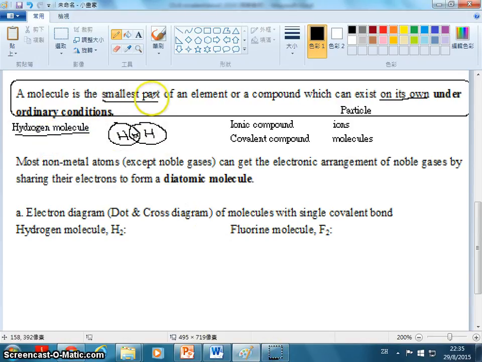When we talk about the smallest part of an element or a compound, we can refer to another technical term, which is particle. So we can define an ionic compound as having ions as its particles, that means the smallest part of the ionic compound is ions. So if a molecule is the smallest part of hydrogen, we can simply say that a covalent compound has molecules as its particles. Okay, so this is a very important concept as well. Please memorize.